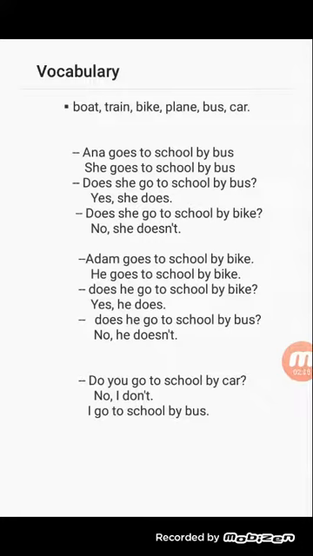Do you go to school by car? Here we have the personal pronoun you. Do you? I'm asking you. أنا أسألك الآن. Do you go? أنت. Do you go to school by car?